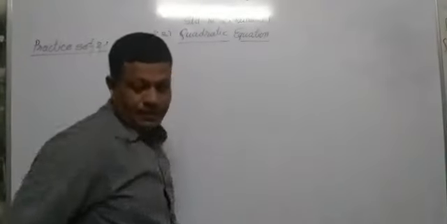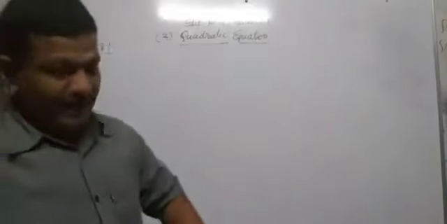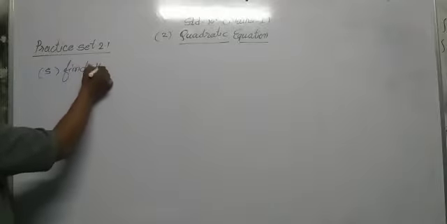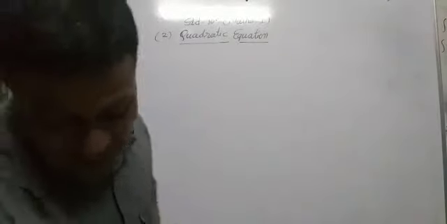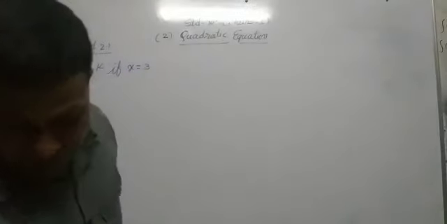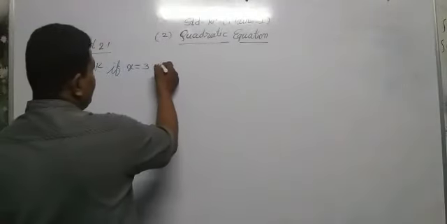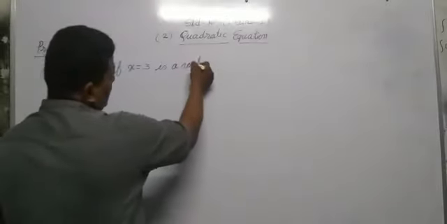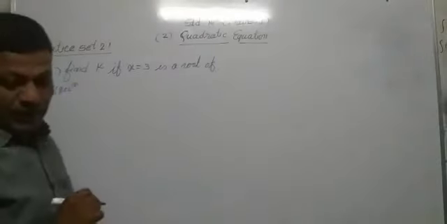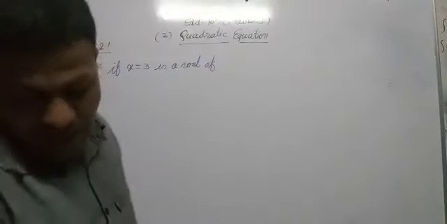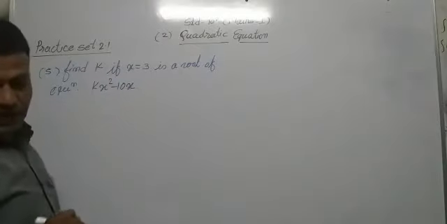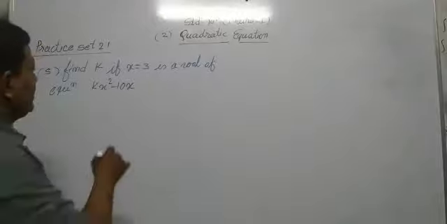Fifth example is: find k. Find k, if x equal to 3 is a root of the equation kx square minus 10x plus 3 is equal to 0.